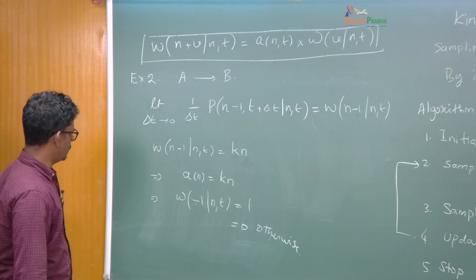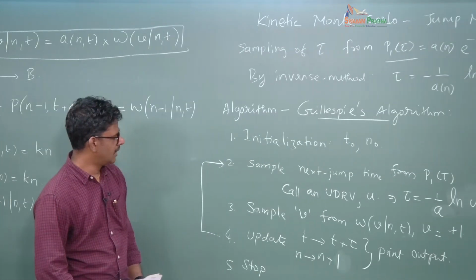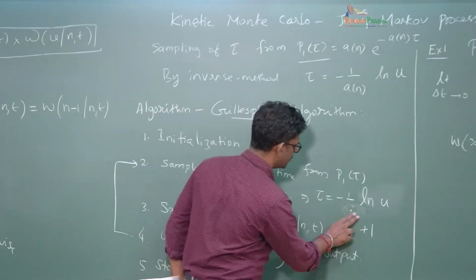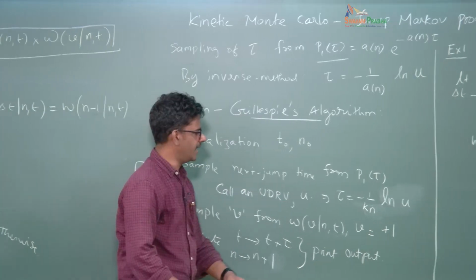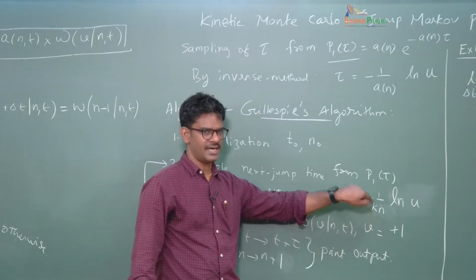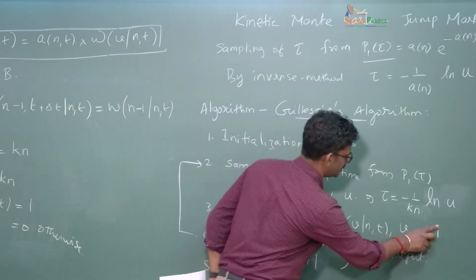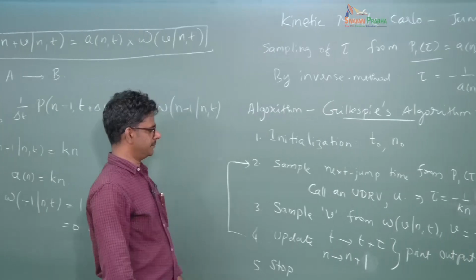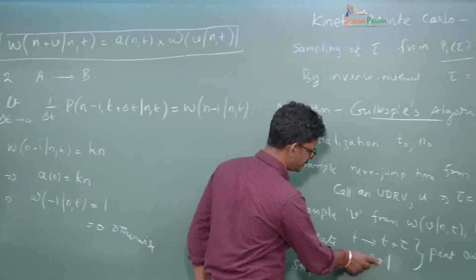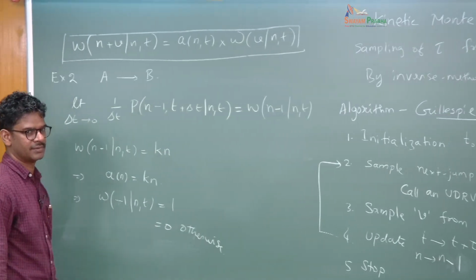Okay, so once you have this, again you can set up this kind of a Gillespie algorithm. You would write here Kn, where n is the number of molecules of A at that particular time interval. So here nu is -1, uniquely defined, and then you would update n equal to n minus 1, t equal to t plus tau.